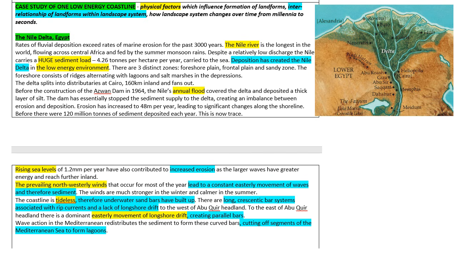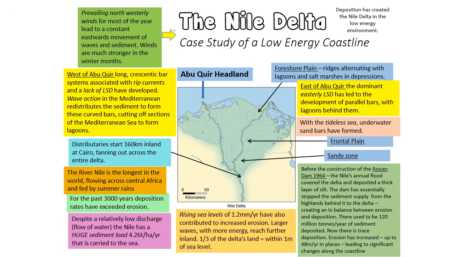And there are long crescentic bar systems associated with rip currents and a lack of longshore drift to the west of Abu Quir Headland, whereas to the east of Abu Quir Headland, we've got a dominant easterly movement of longshore drift, creating parallel bars. And these bars, crescentic or parallel, have cut off segments of the Mediterranean Sea to form lagoons. And there's just another diagram that puts all of the Nile Delta onto one big page, locating them on there.